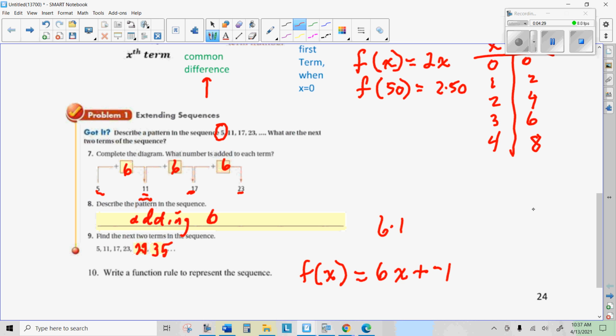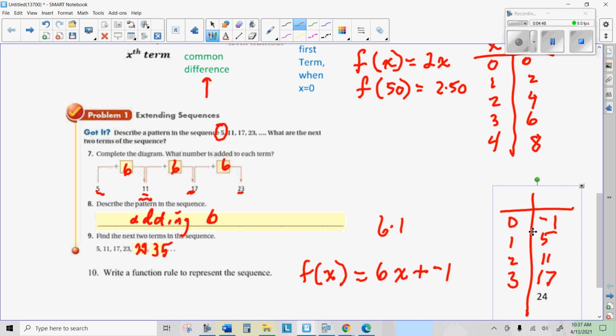The other way you can do that is just think about going back. So our terms go like this. Our first term is 5, our second term is 11, then we go to 17. Just go back 1 to the 0th term. And to do that, you would subtract 6 from 5, which is -1. Now, I would probably just write that as 6x minus 1 is our function rule.